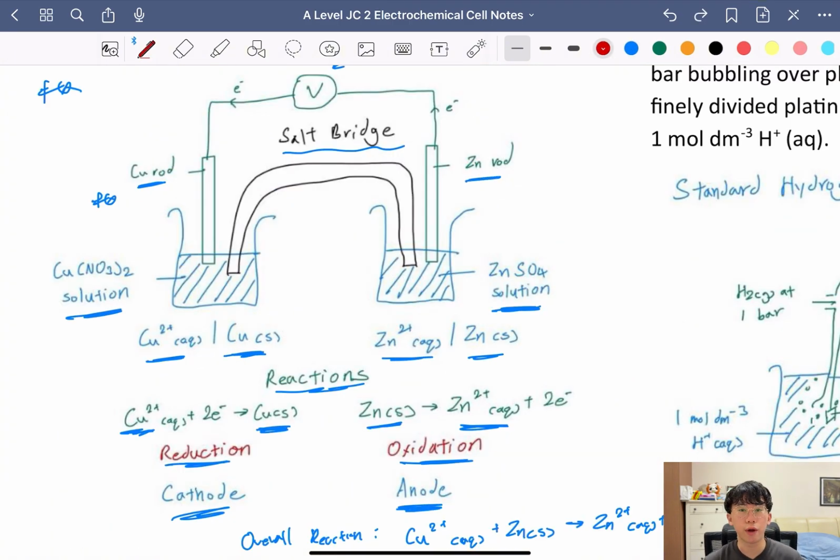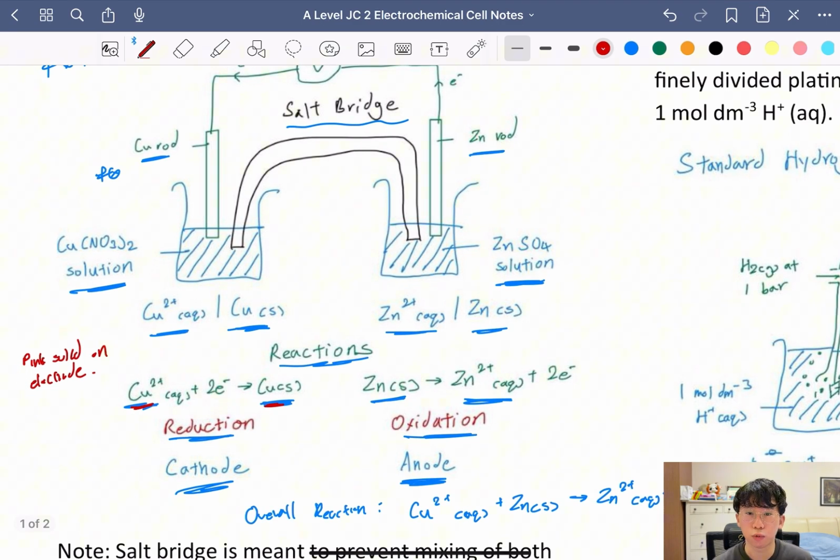So you can use these reactions in each of these half cells to justify some of the observations that you would see as the electrochemical cell is going. For example, on the left, you know that Cu2+ reacts to give Cu solid. So the Cu solid will become pink solid deposits on the electrode. You can also see the electrodes start to get heavier, and because Cu2+ is reacted away, you'll see the solution become less blue.